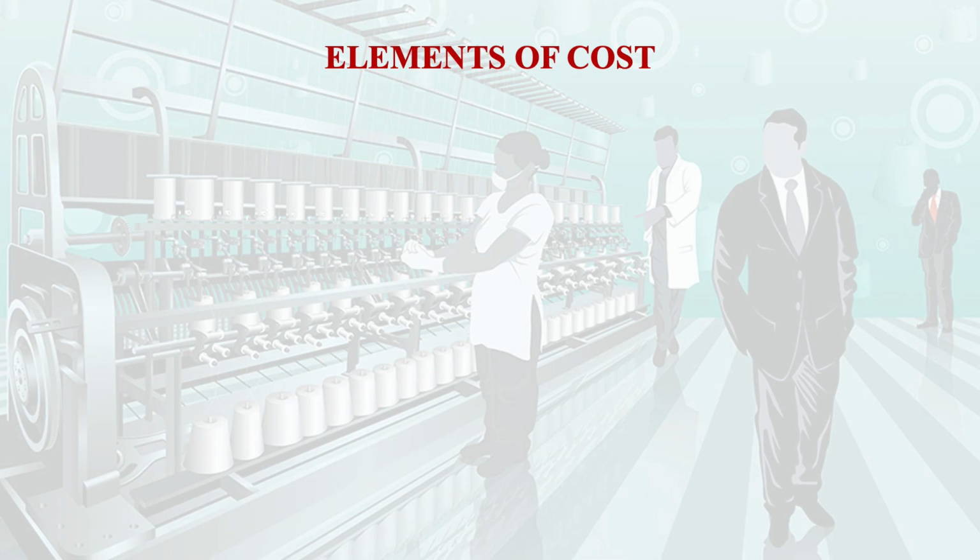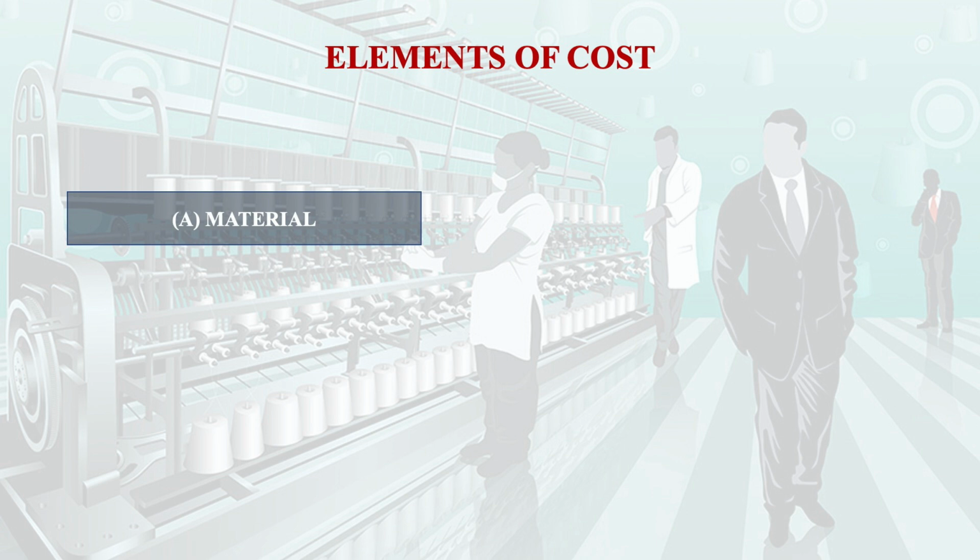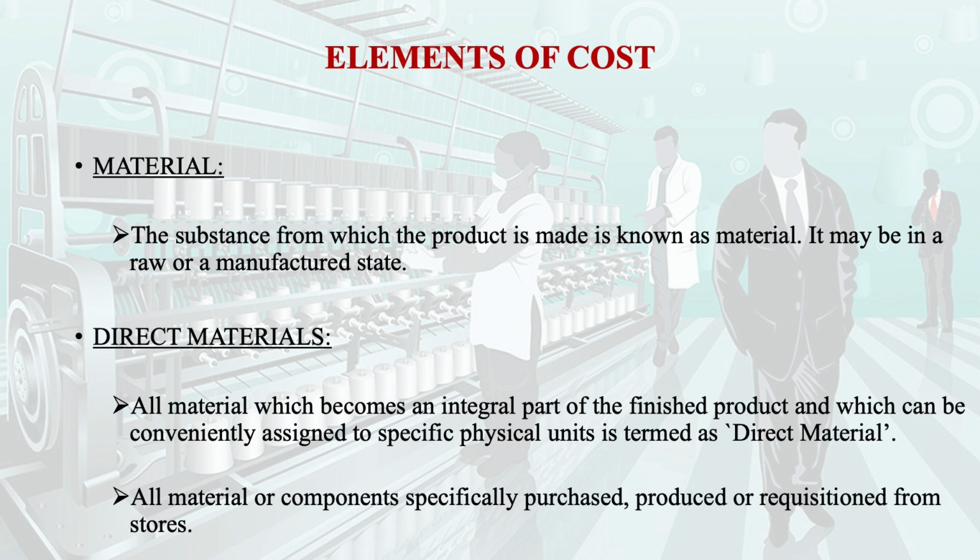The first and foremost element of cost is the material, because the product is made up of material. Therefore, the material is a substance from which the product is made. It may be raw material or in a manufacturing state. That means it may be the pure raw material, it may be semi-finished, or even a finished component product. There are two types of material.